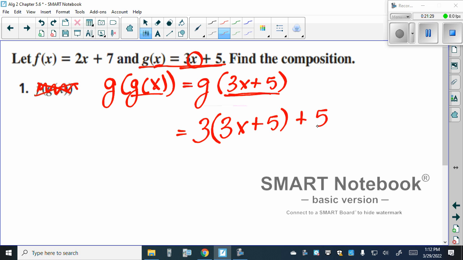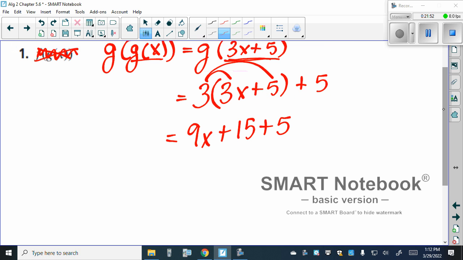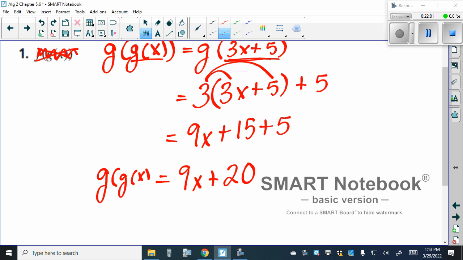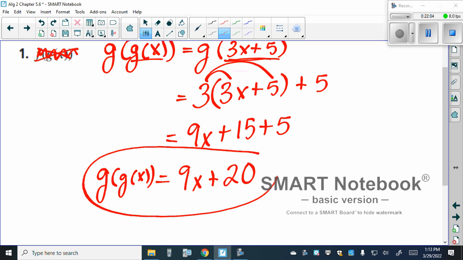Okay, sorry. All right. So we only have one more. We just need to simplify this and we're actually done. So we just need to multiply through by the 3. So 3 times our 3x is 9x. 3 times 5 is going to be plus 15, plus 5. Which gives us exactly 9x plus 20, which is our g of g of x. And that's all we need to do for this.